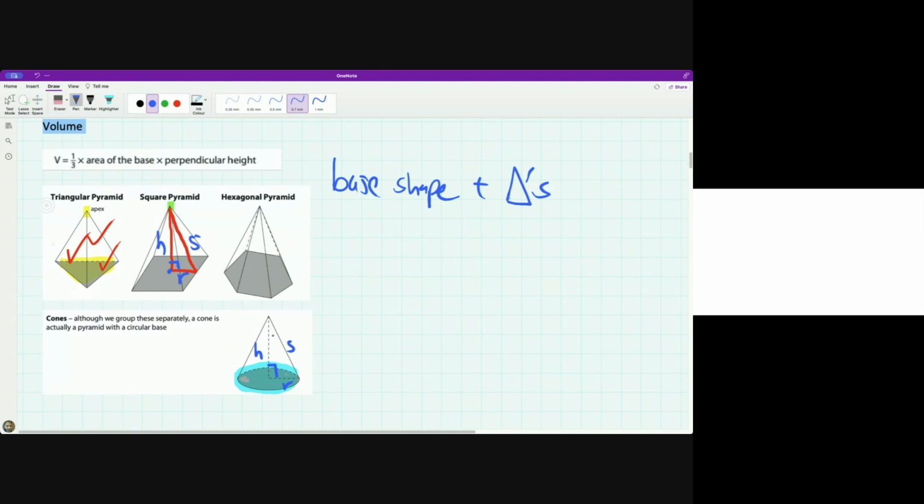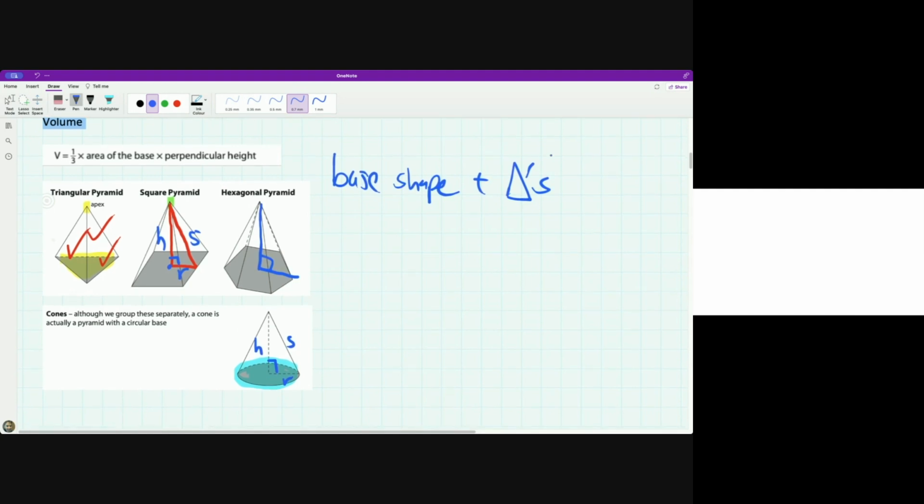Now, those are some new weird words, but give me a thumbs up if you kind of understand this idea of a right angle triangle being inside of a pyramid or a cone. Just give me a thumbs up if my drawings are helping you understand the basic shape. Okay, fantastic.